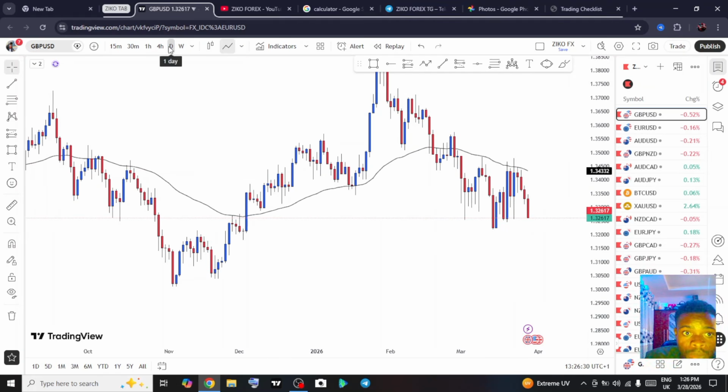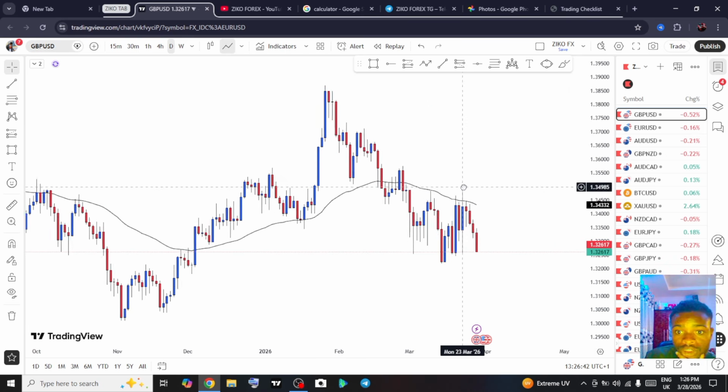So let's see, we look for a clean market structure. As you can see, we need two time frames in sync. We need the daily and the weekly in the same direction, or the daily and the 4 hour in the same direction, or all three in the same direction. So having said that, let us see what GBP USD is doing.